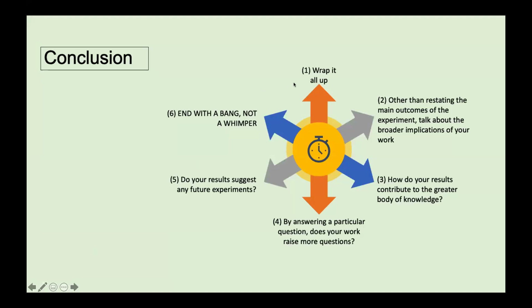First, write it all up in your conclusion. You need to look through all the results obtained and then you write up. Okay, second one, other than restating the main outcomes of the experiment, talk about the broader implication of your work. What is the implication of your work? What can you do with the data? What is the implication? Is it good? How do your results contribute to the greater body of knowledge?